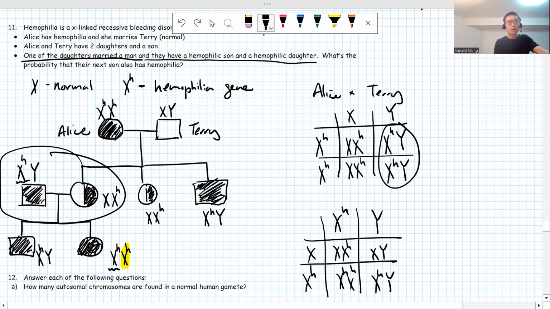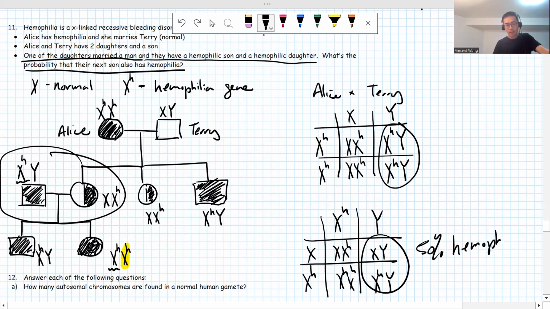And the question asks, what is the probability that their next son also has hemophilia? So we look at the sons only. Looking at the sons, one of them is going to be okay, one of them is not going to be okay. So 50% chance. We say hemophiliac for adjective. Okay, so 50%. That's how you do it.